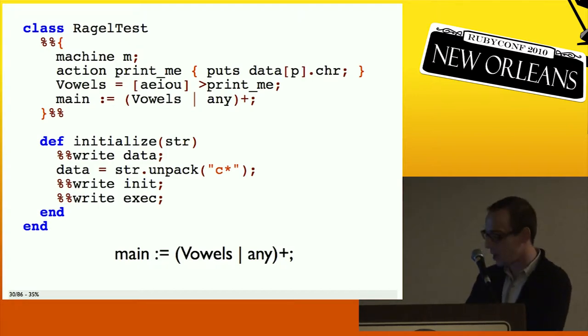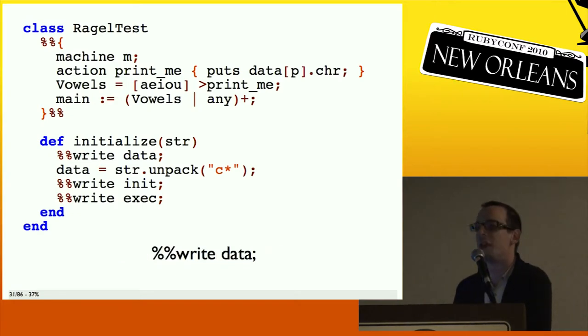And then you've got a couple of kind of weird things that you end up sticking into Ruby code. %% write data. What this does is, when Ragel compiles this down, this is where the state machine gets inserted. I'm not going to show you the Ruby code. It's totally opaque.